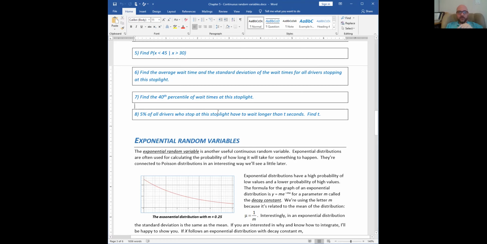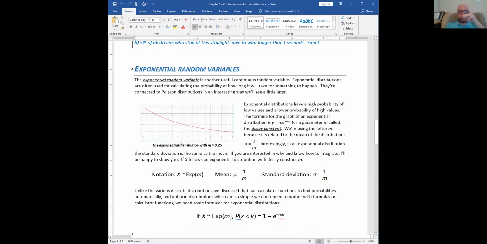Okay, let's get to one where the math is not quite as simple, and we'll need our calculator because everything's exponential here. Exponential random variables. So these are really interesting, actually, in the sense that, well, one, there are quite a few things in the real world that actually follow this distribution, which we'll talk a little bit about.